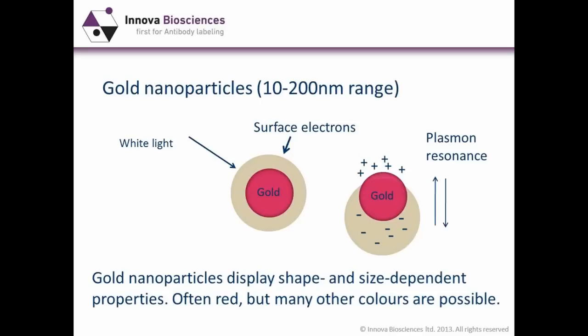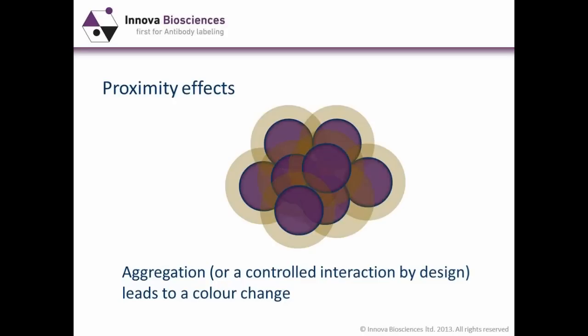And as we'll see in the following slides, gold nanoparticles display shape and size dependent properties. So often they're red, but you can get an amazing range of other colors too. You also get proximity effects. So if the gold particles approach one another, for example by aggregation, or more usefully in a controlled manner by design, you can get a color change. Usually the color is red shifted, so you either get a blue or purple color.